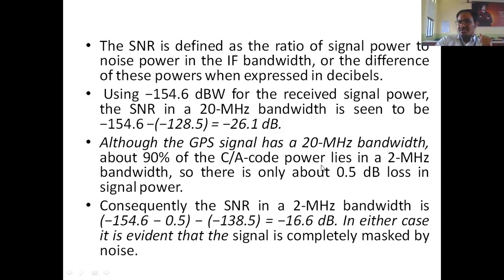So about 90% of the C/A code power lies in a 2 megahertz bandwidth. So there is only about 0.5 dB loss in the signal power. Because if you are using a C/A code in a 20 megahertz bandwidth, then only 0.5 decibels is lost, because 90% of that is present in the C/A code. Whereas for a 2 megahertz bandwidth, it is minus 16.6. In either case, it is evident that the signal is completely masked by the noise. So it is to be avoided.